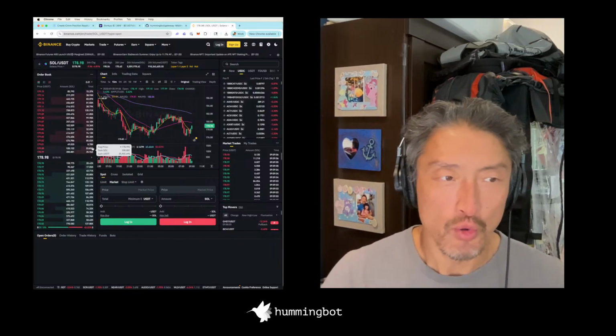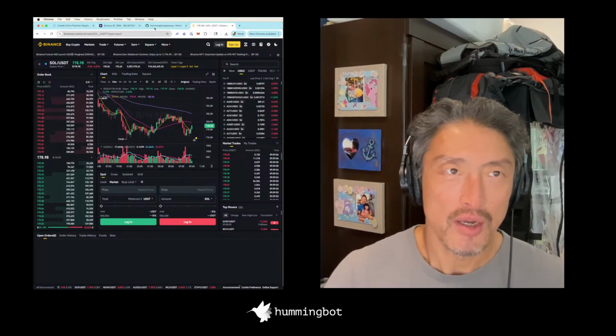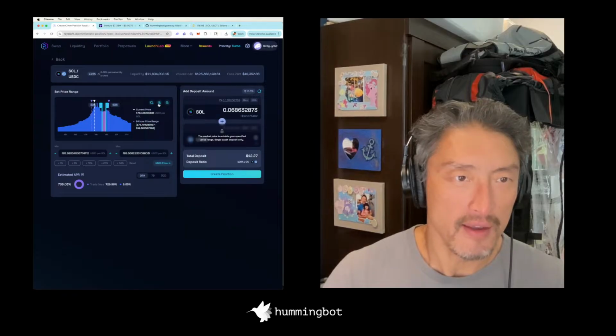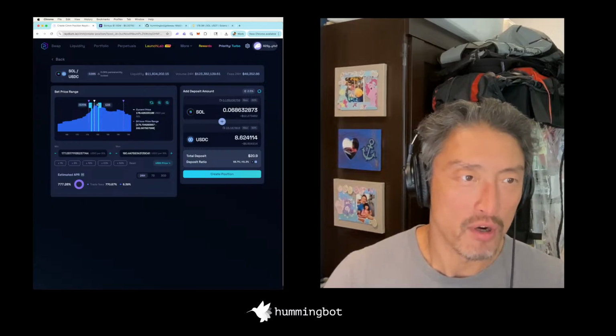Now you can also do a dual-sided position. You can say I want to provide liquidity across this range, and that would be something like this, where if the white line is the current price, you're drawing a very tight range around the current price.